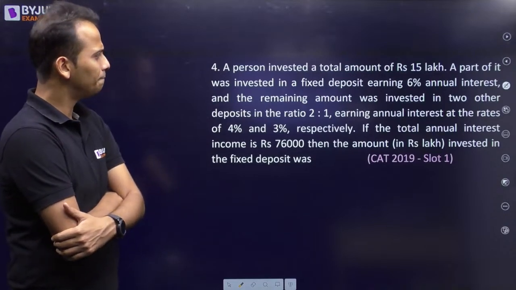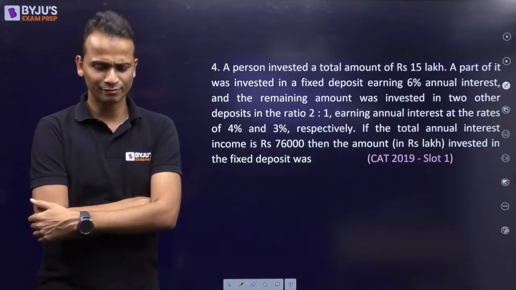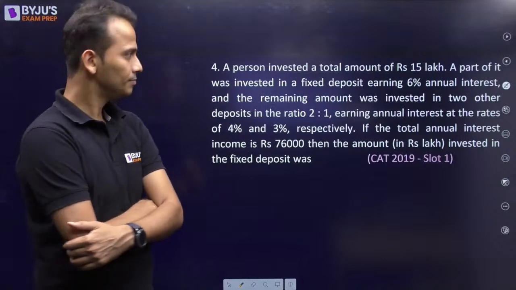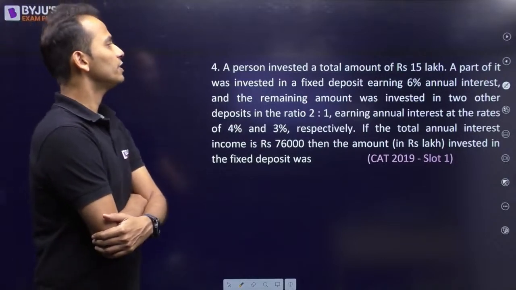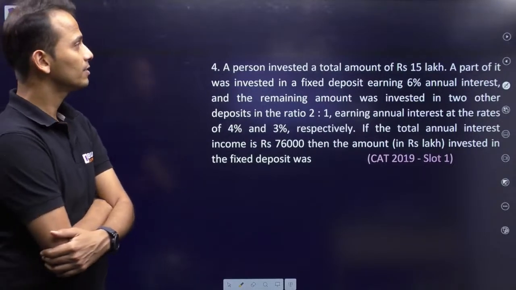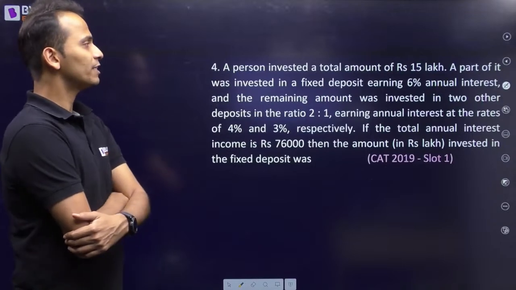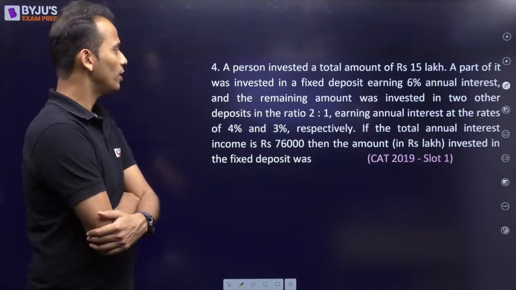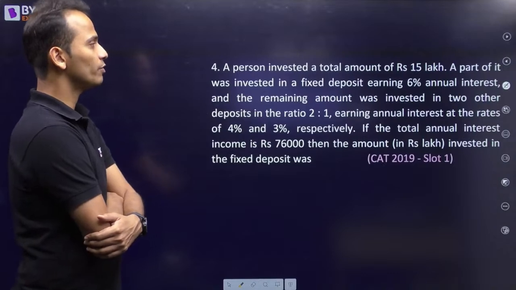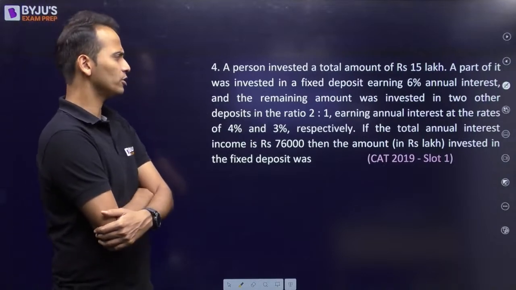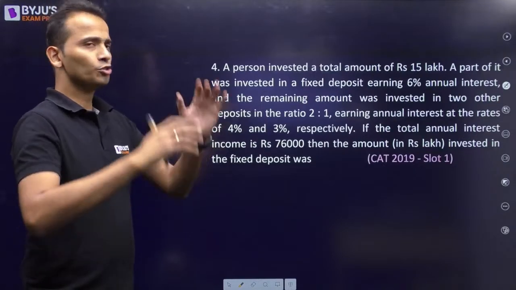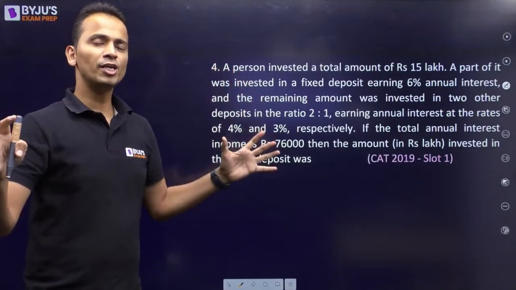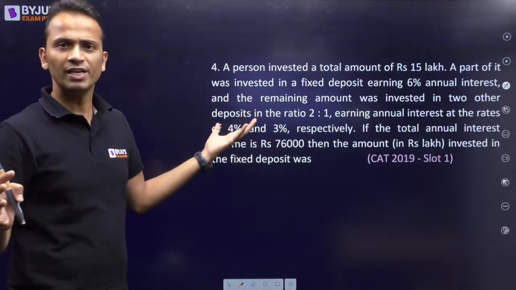Slightly big question, but it is easy, not very difficult. So the question is, a person invested a total amount of 15 lakhs. A part of it was invested in a fixed deposit earning 6% annual interest, and the remaining amount was invested in 2 other deposits in the ratio 2:1. So 15 lakhs is divided in 2 parts, equal is not given.